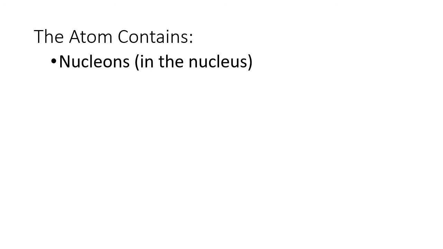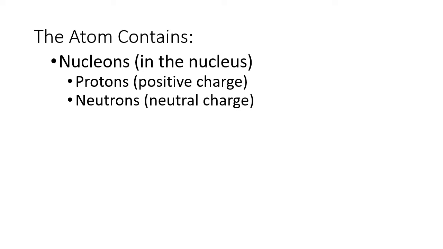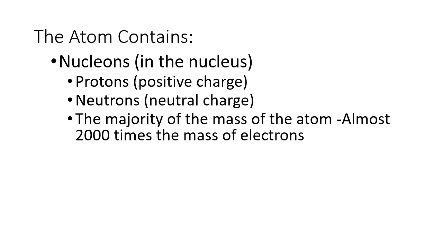So what is in the atom? The atom has two main parts, the nucleus and the electron cloud. In the nucleus, there are protons, which have a positive charge, and neutrons, which have a neutral charge. These make up 99.99999% of the mass in the atom, but only 0.00001% of the volume of the atom. So they're very small, but they have almost all the mass in the atom.